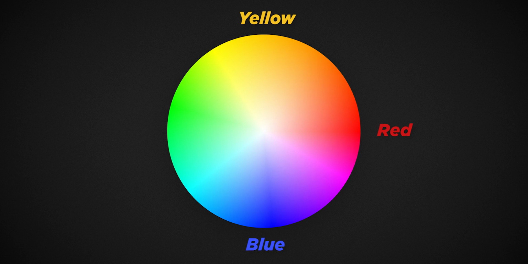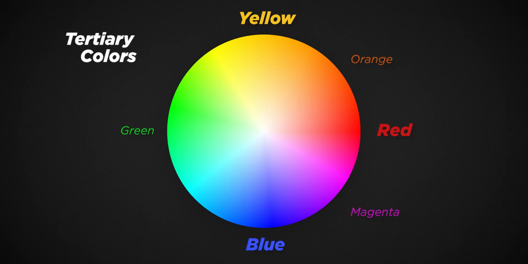Secondary colors are the colors that are created when you mix primary colors. So if you take red and blue and put them together, you get magenta or violet. If you put red and yellow together, you get orange. And if you put yellow and blue together, you get green. So purple, green, and orange are all secondary colors. And then tertiary colors are the colors that are created when you mix secondary colors. So for example, if you take blue and green and mix them together, you'll end up with teal, which is a tertiary color.